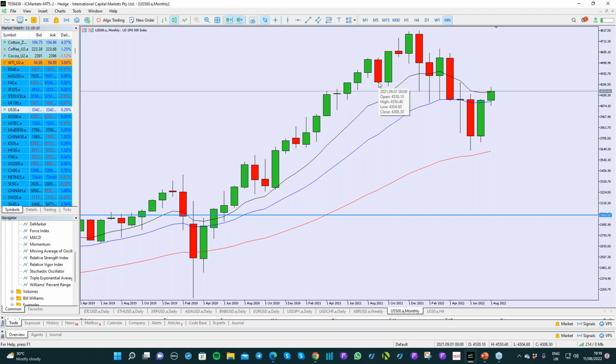Now, that candlestick is strongly bearish. It pretty much engulfs the entire previous candlestick. So the bears are strongly taking charge of the market for that month. This is a monthly time frame, don't forget.